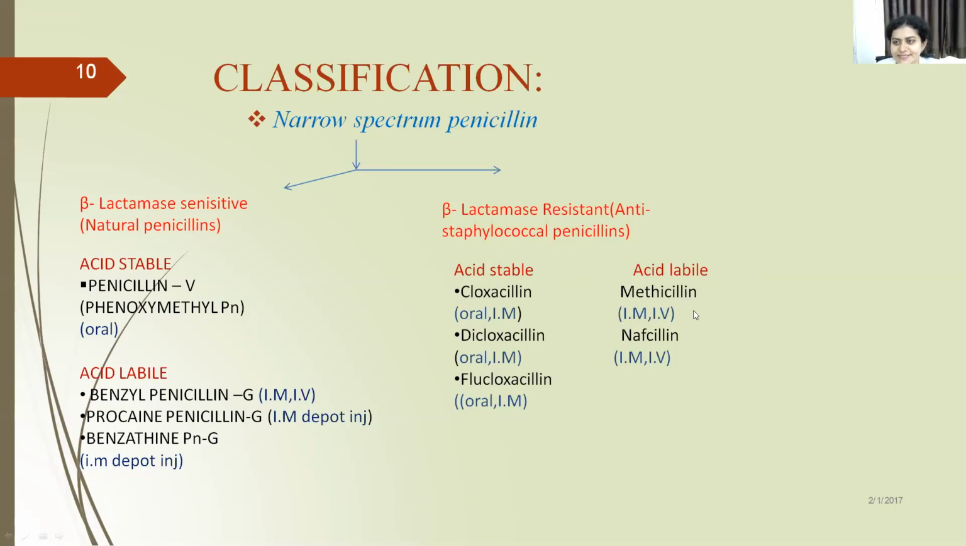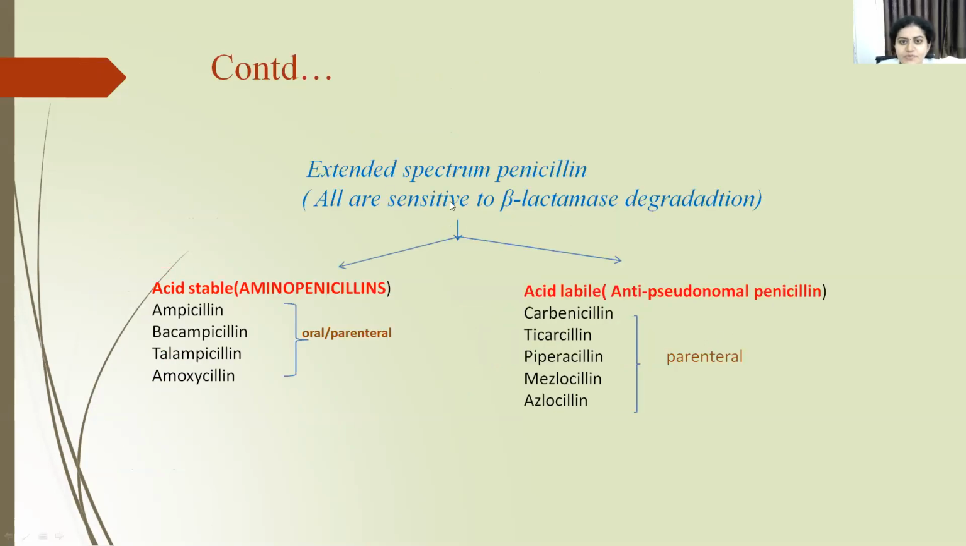It includes methicillin and nafcillin. Now come to extended spectrum penicillin. Why is it called extended? Because unlike the narrow spectrum penicillins, these are effective against gram-positive and also gram-negative cocci and bacilli, and some are effective against anaerobic organisms as well. So they are called extended spectrum penicillin.